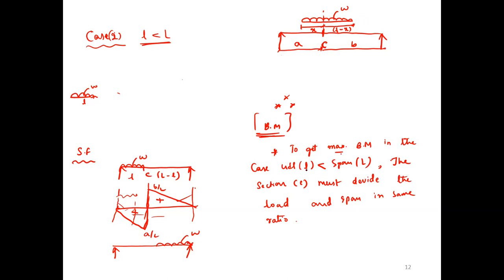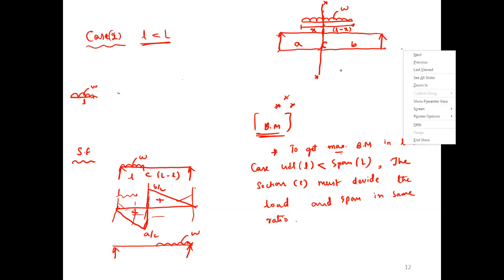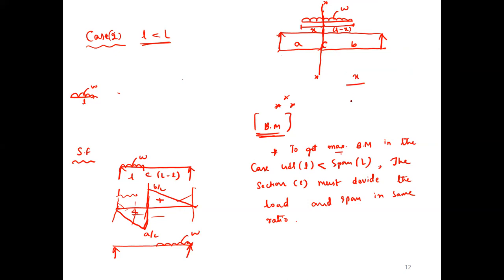What does the sentence imply? To get maximum bending moment in the case of small l less than capital L, the section C must divide both span and UDL in the same ratio. What does it mean? X divided by l minus X is equal to A by B. So if you solve, you get X. That is the distance to get maximum bending moment. You know l, you know A, you know B, so you can determine X. That is the distance to get maximum bending moment under the case of UDL.